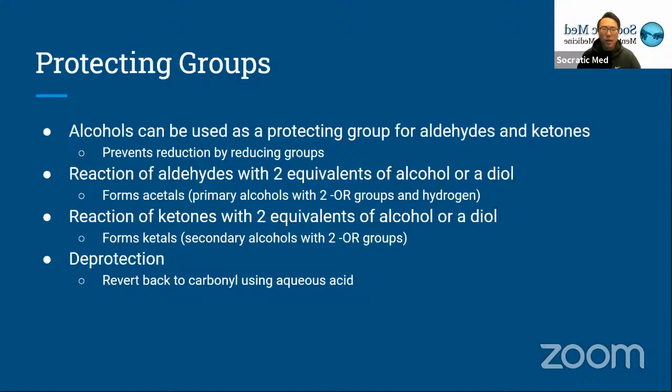And similarly, if ketones are reacted with two equivalents of an alcohol or a diol, it forms a ketal. This has two OR groups attached to the carbon, and similarly, it's used to prevent reduction by reducing agents. And if you want to get rid of the protecting group, otherwise known as deprotection, in order to convert it back to a carbonyl, you react the molecule with aqueous acid in order to kick off the alcohol or diol and get your ketone or aldehyde back.